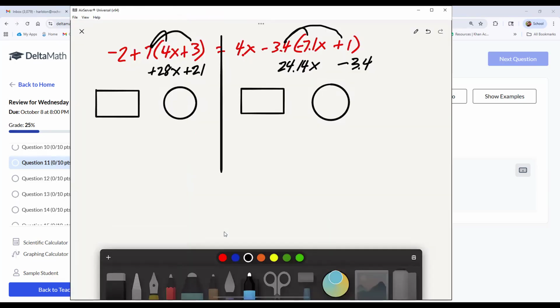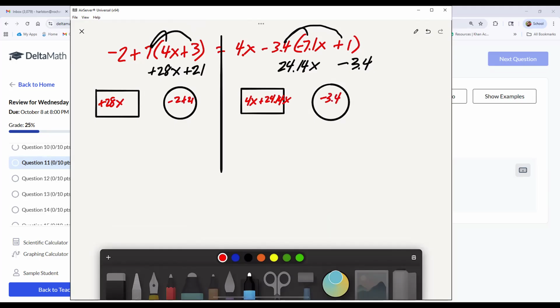So negative 2 is going to go here. The plus 28x is going to go here. Plus 21 is going to go here. Then I go to the right-hand side of the equation. I'm going to have 4x here. I'm going to have a positive 24.14x here. And then I'm going to have a negative 3.4 here.